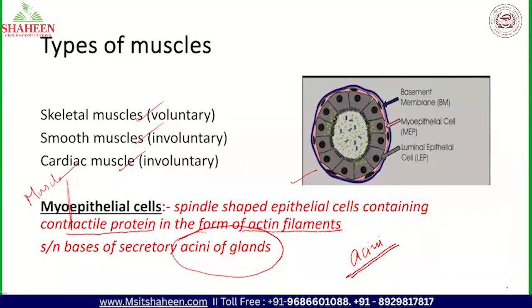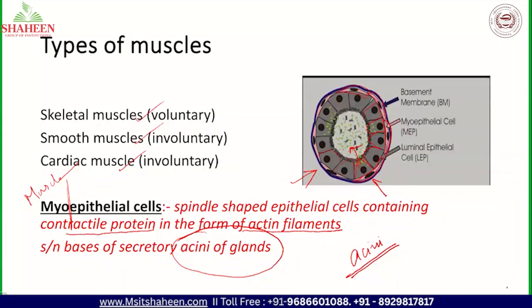This is an example of an acini. You can see so many cells present here, right? At the base of each cell, you can see a small flattened or spindle-shaped cell. This pink one is the spindle-shaped cell. These cells are myoepithelial cells, consisting of some actin filaments. When these cells contract, the secretions, the small green dots here, will be poured into the lumen of the acini. That is the function of myoepithelial cells.